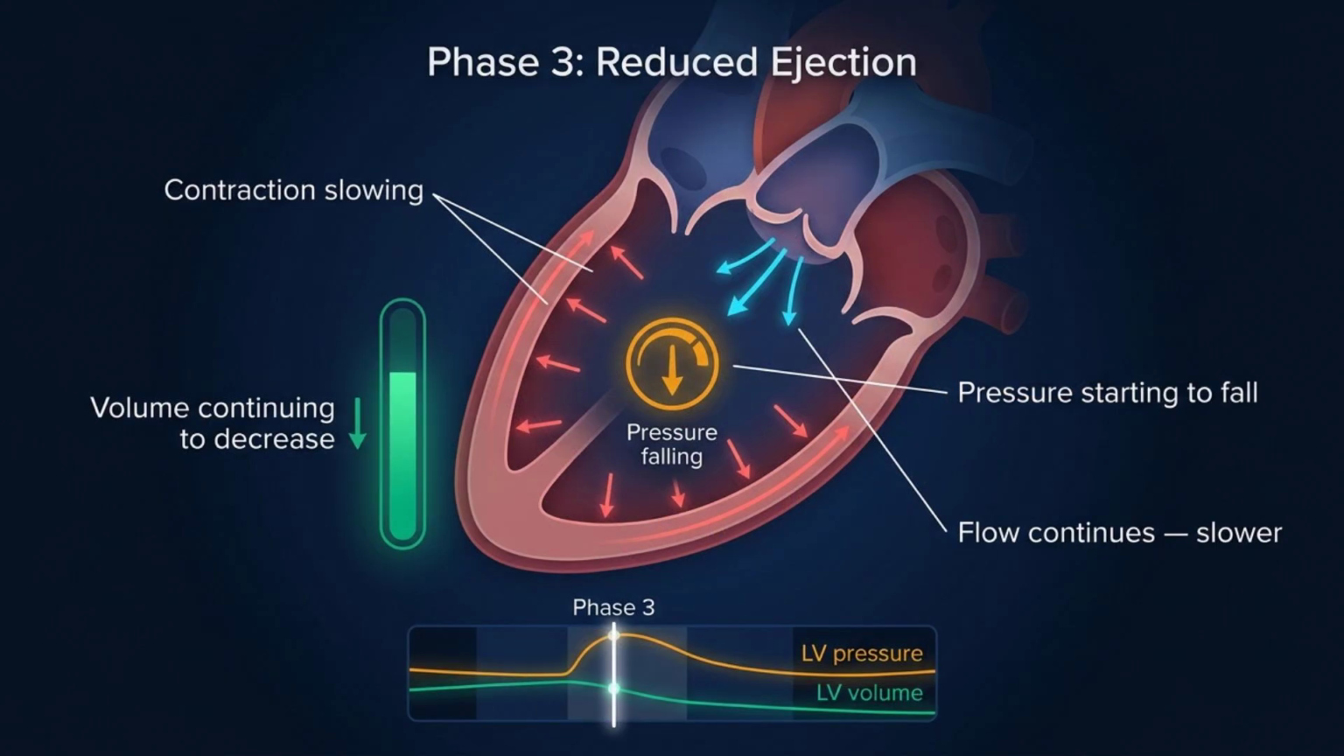Phase 3 is reduced ejection. The ventricle is still contracting, but more slowly. Pressure starts to fall. Flow continues, but at a slower rate.